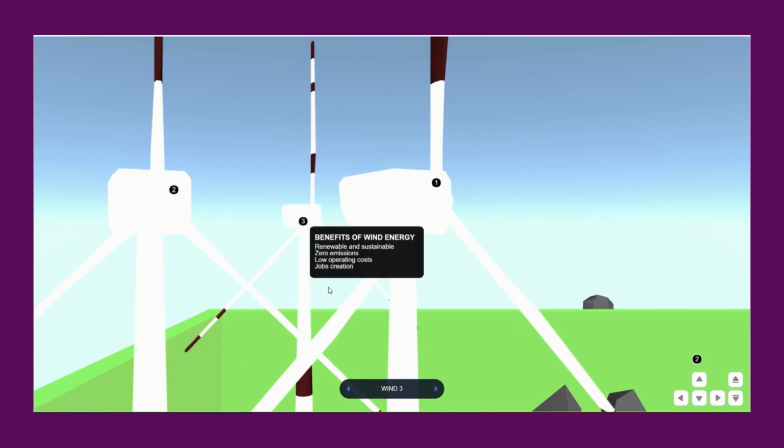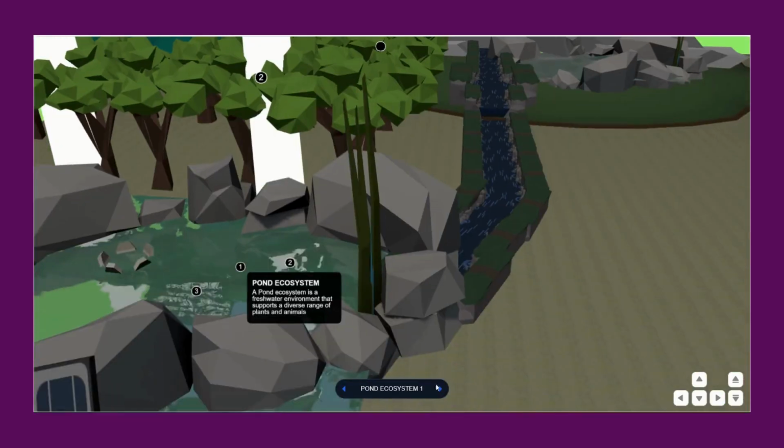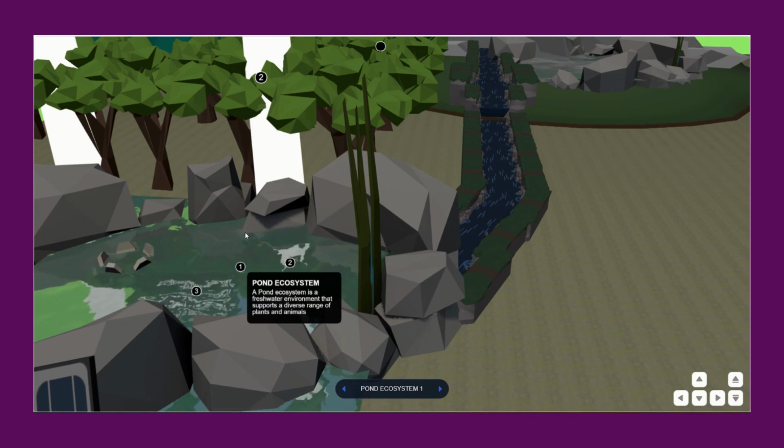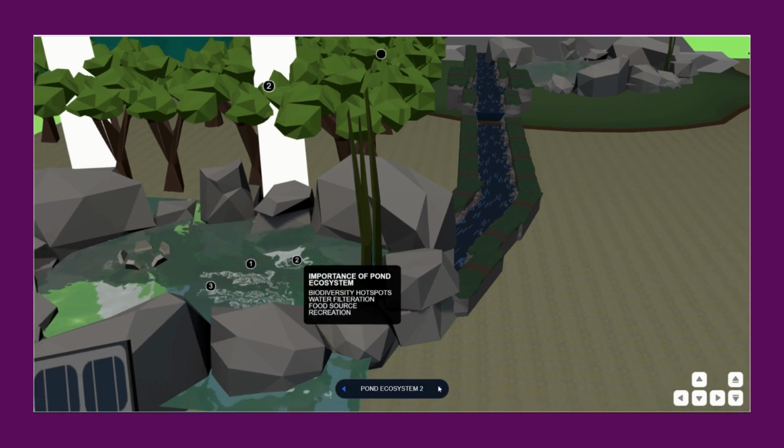Benefits of wind energy, again, it is renewable and sustainable, zero emissions, low operating cost, and it creates more jobs. Let us move to the next one, that is pond ecosystem. It is a freshwater environment that supports a diverse range of plants and animals.